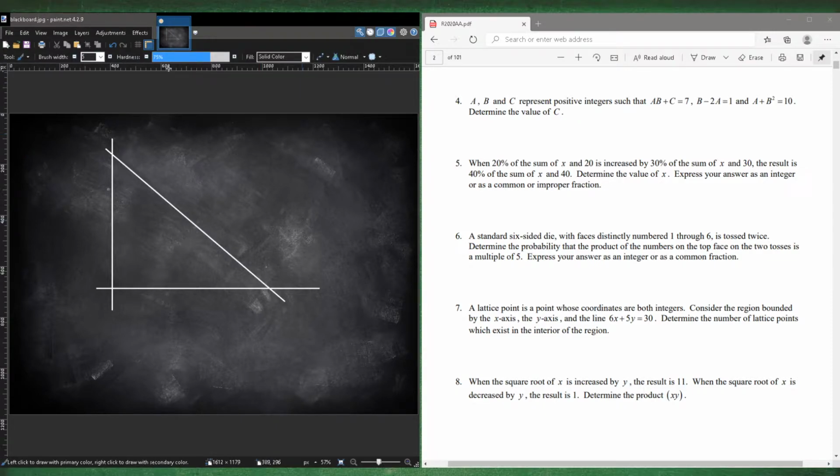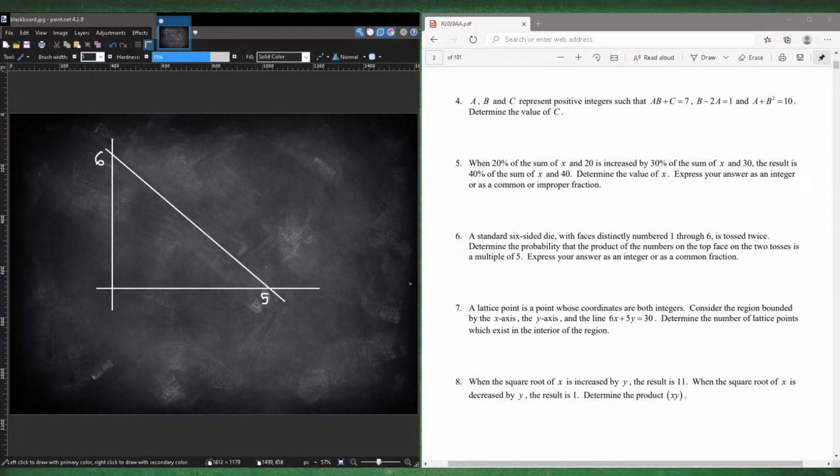Okay, so now we need to find our y-intercept and our x-intercept. If x is equal to 0 in our equation, that means 5y equals 30, so y equals 6. And if y is equal to 0 in our equation, that means 6x equals 30, so x is equal to 5. So this is 5. Okay, so we got our x-intercept and y-intercept.